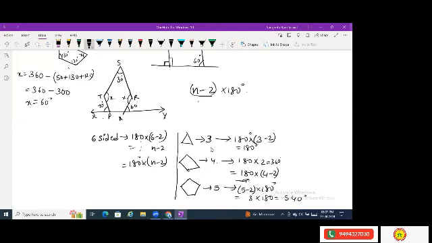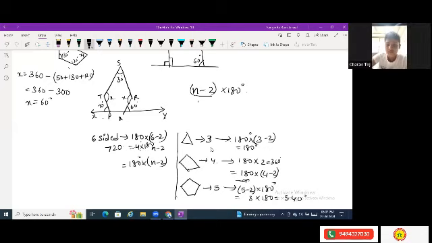Now suppose it is a six-sided figure. So n minus 2, 6 minus 2, will be 4. So 4 into 180 will be 720. I hope you have understood this. This is the logic behind that.